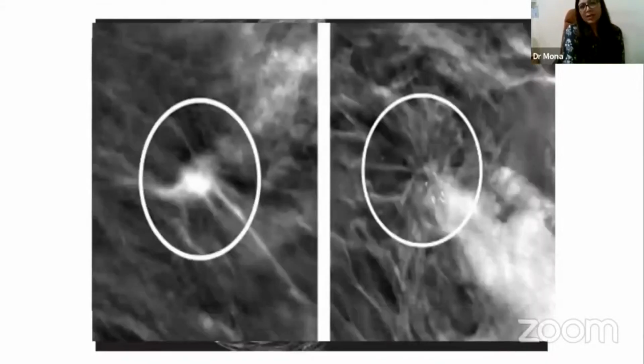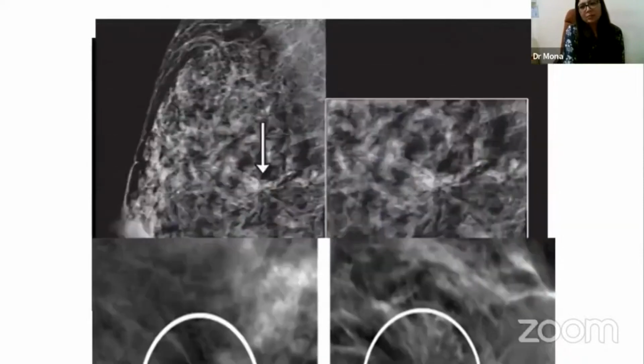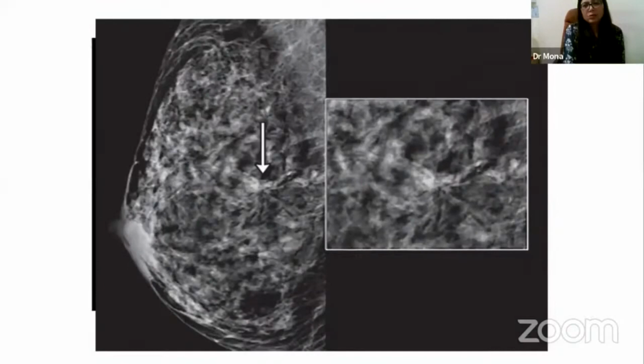The same here, this is a 2D image and this is a 3D image, where the microcalcifications and speculations are extremely well seen. Next, please. This is again a lesion which could have been easily missed. Even though this is digital mammography, this is the conventional 2D mode of the mammography, and this is the 3D tomosynthesis.